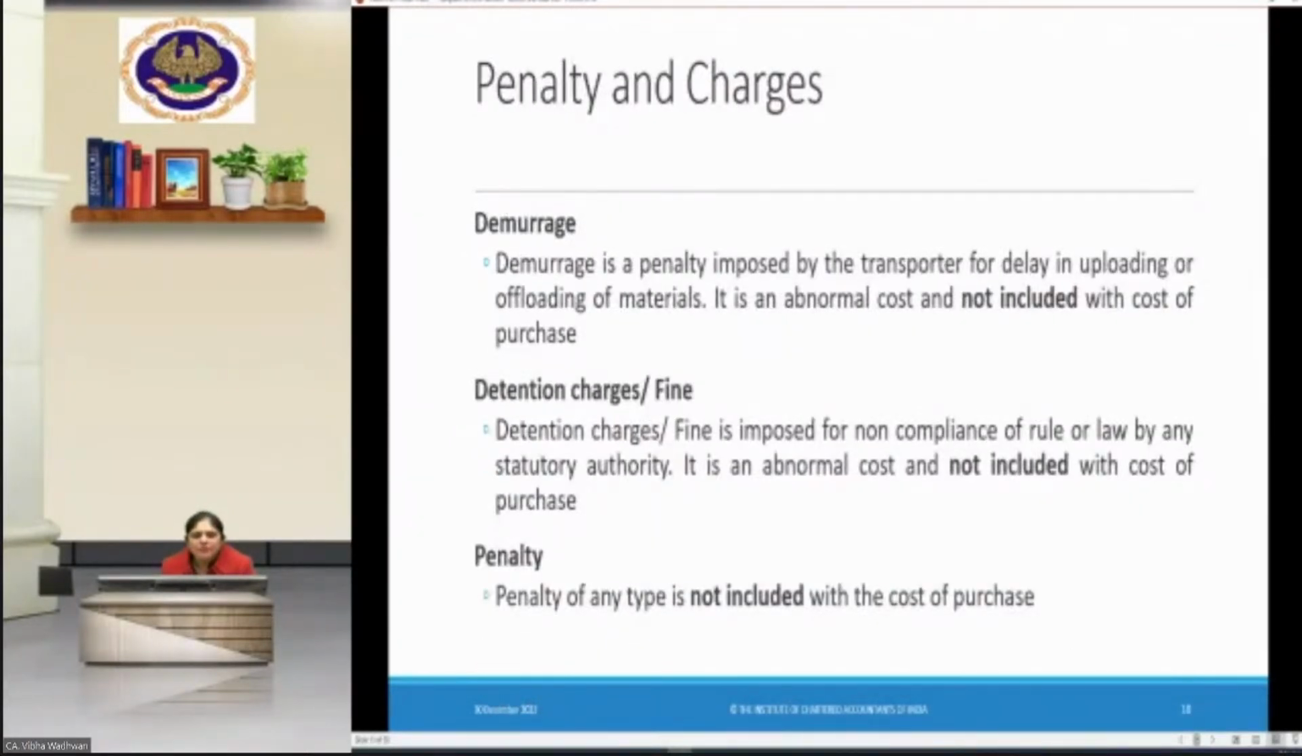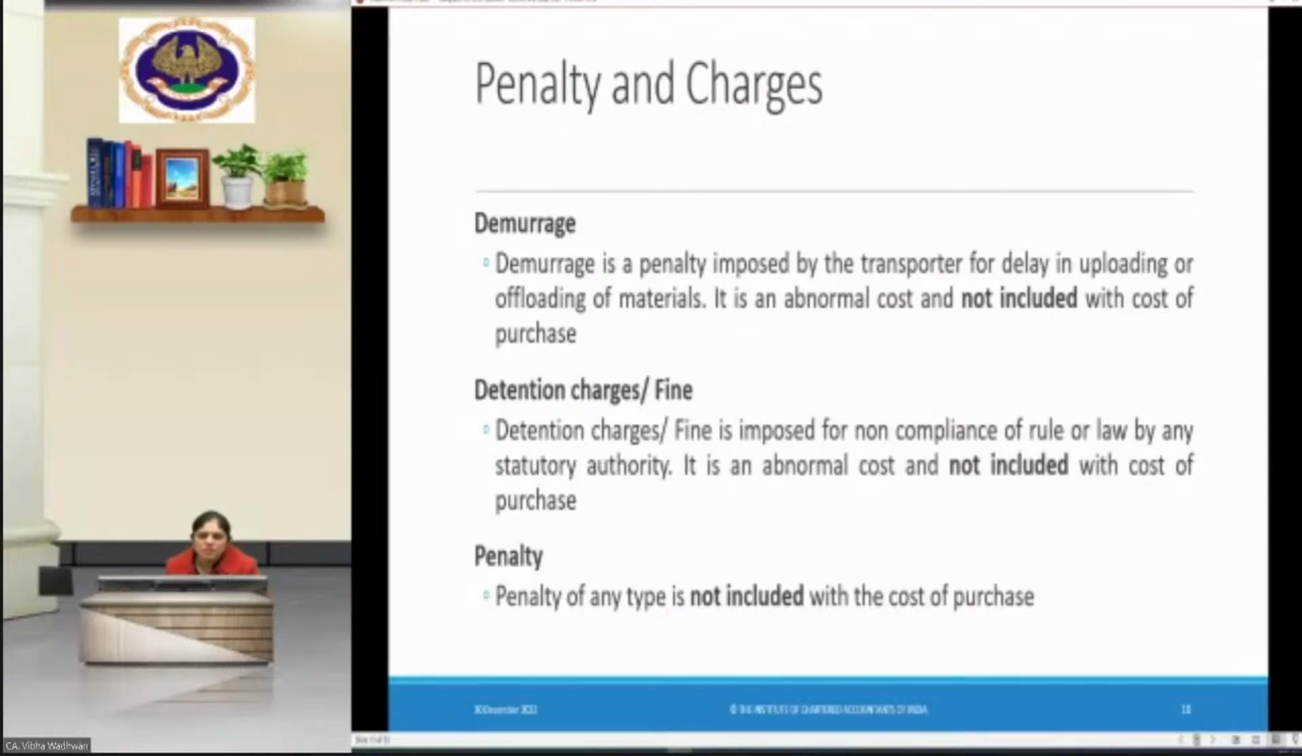Demurrage. So demurrage is basically a penalty imposed by the transporter for delay in uploading or offloading of materials. So let us say the transporter has got the goods from the supplier, and the truck is lying at the factory gate, and it's being delayed from our side because a lot of time is taken in offloading and uploading or whatever. So the transporter basically charges a penalty, that is a demurrage charge. So it's an abnormal cost and not included in the cost of purchase. So any form of penalties or abnormal cost or abnormal expenses will not be added to the cost of purchase.